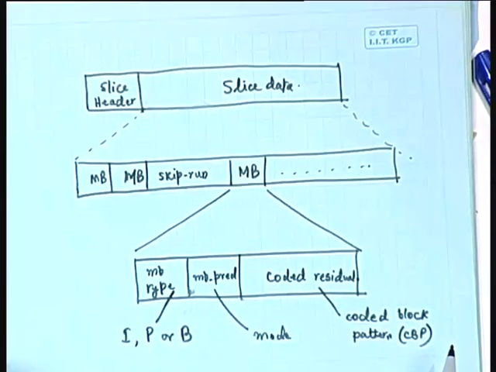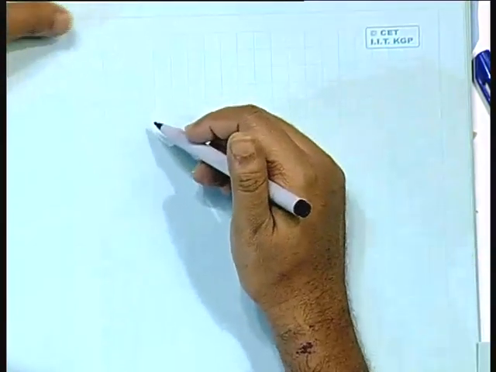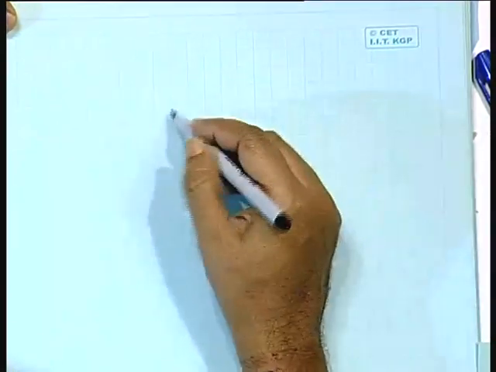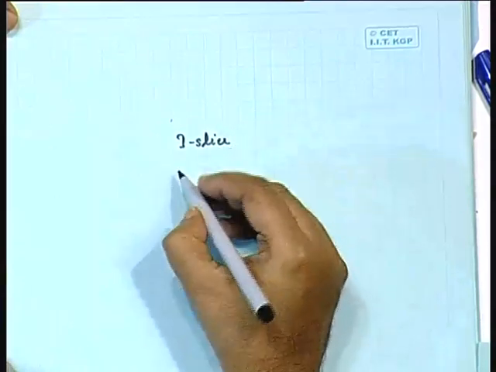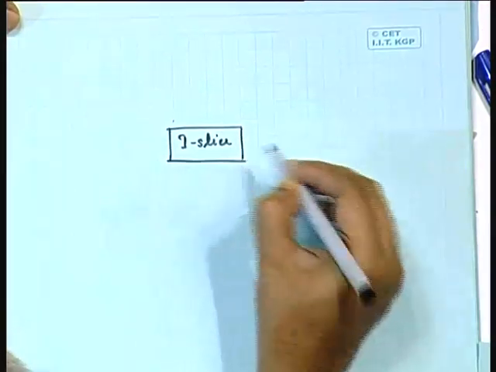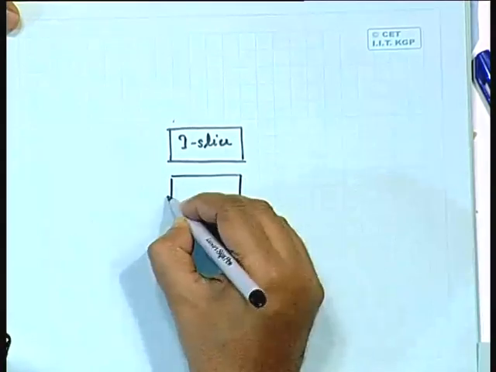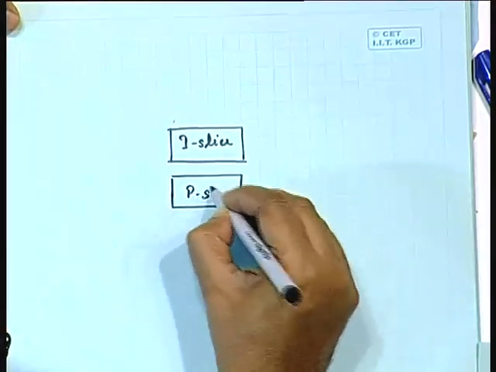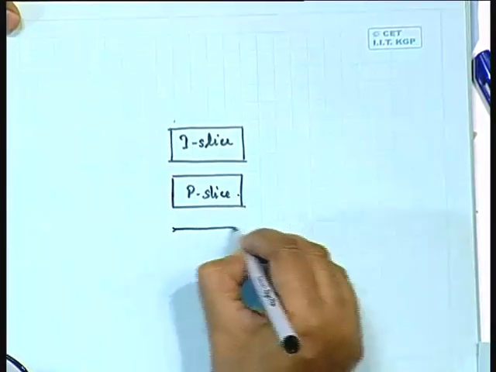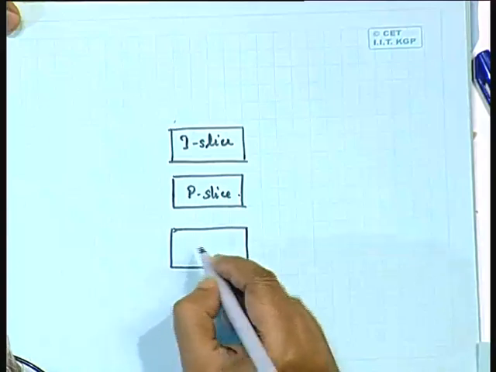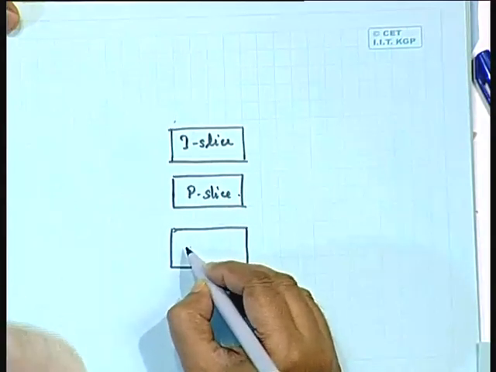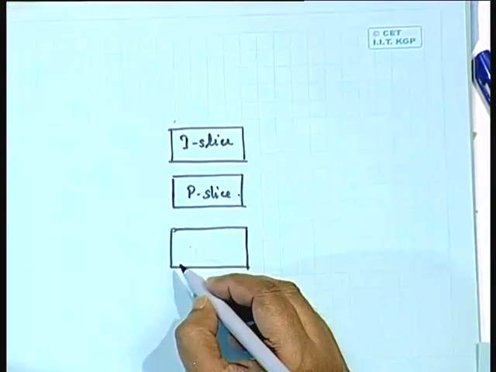Now, coming back to the question of the profiles that are supported under H.264, the baseline profile basically supports the I slice, the P slice, and also a very important aspect which I wanted to discuss slightly, that is the entropy coding aspect of H.264.